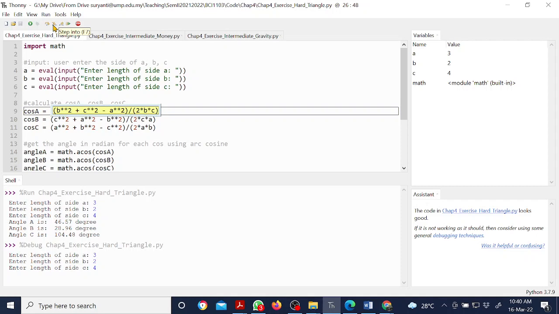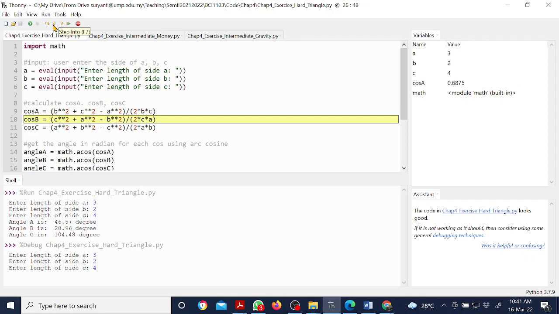Okay. So first we will calculate cos A. B 2 power of 2, we get 4. Plus C is 4 power of 2, we will get 16. A is 3 power of 2, we will get 9. And then we will have 2 times B, which is 2, times C, which is 4. So we will have 16. So now we will do 11 over 16. So we will get 0.6875. Okay. So this is in radian.